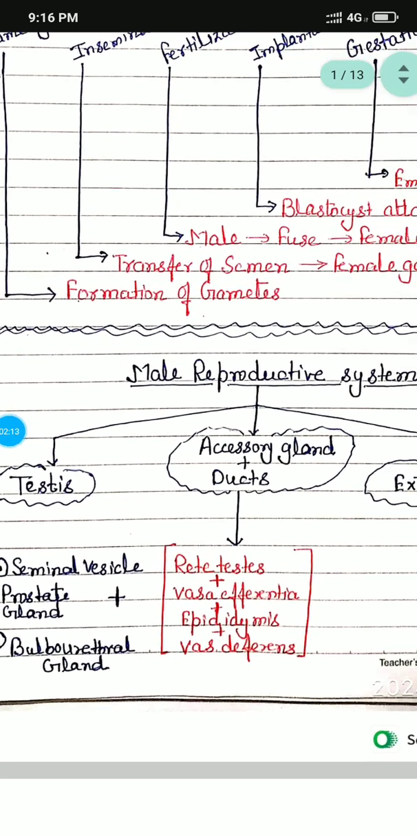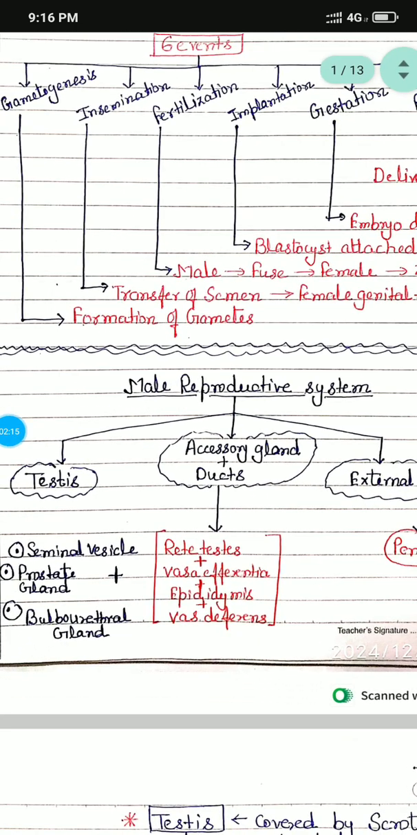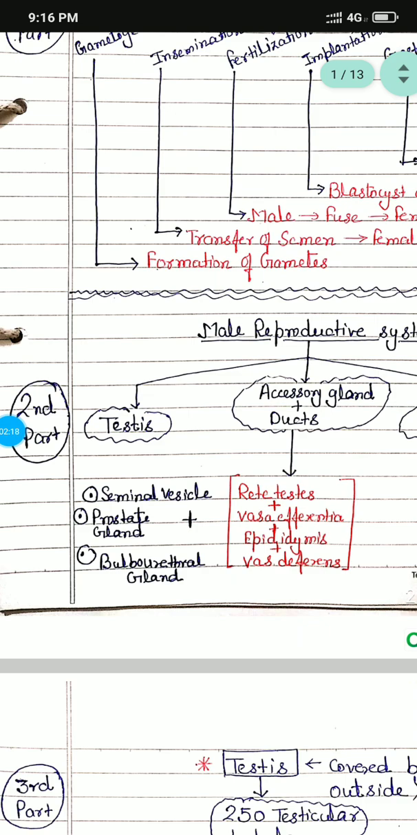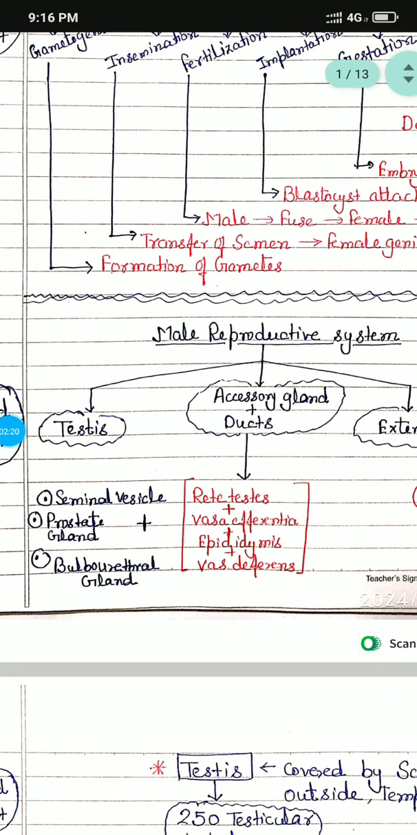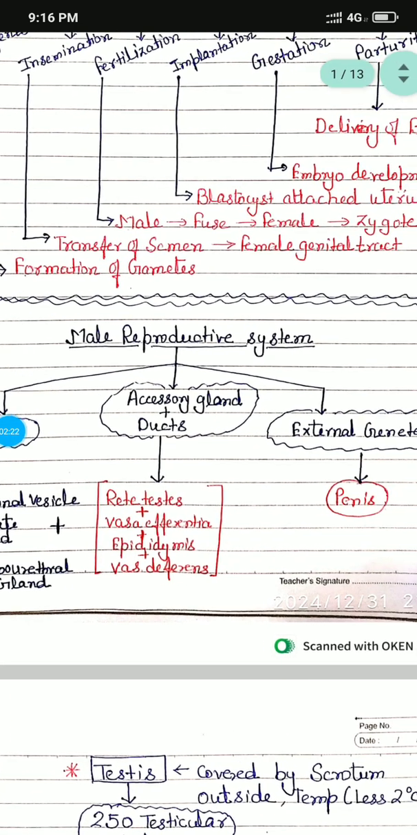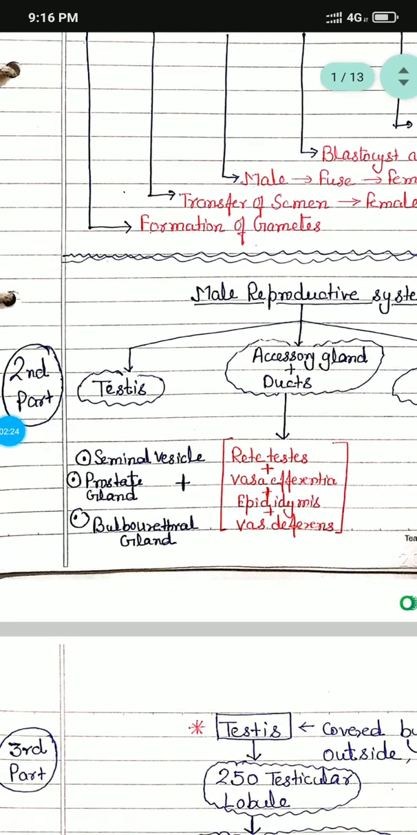Now the next one is the male reproductive system. If we go for the male reproductive system, it consists of three parts: testis, accessory glands plus ducts, and external genitalia. If we go for the testis, we will introduce these things separately, where the testis is and what the characteristics of the testis are. Before that, accessory glands and ducts are different.